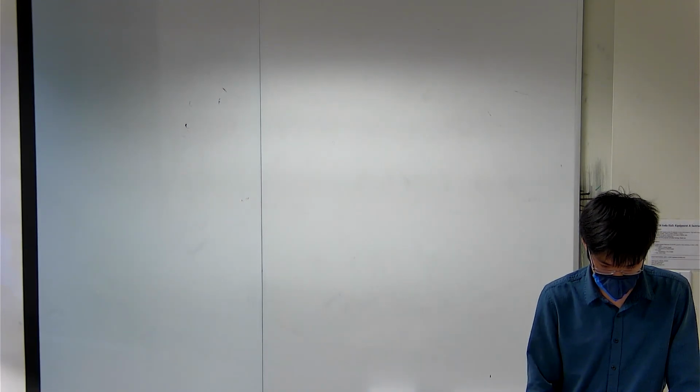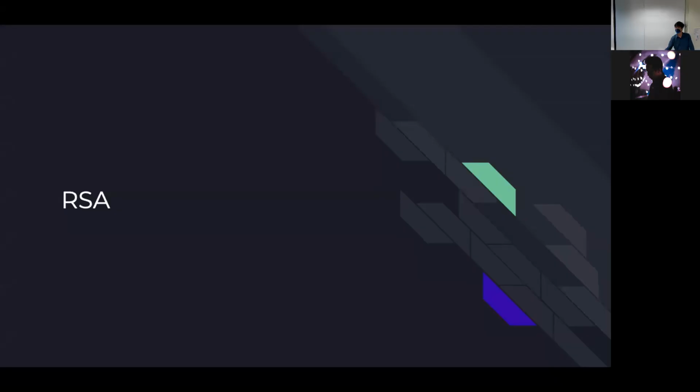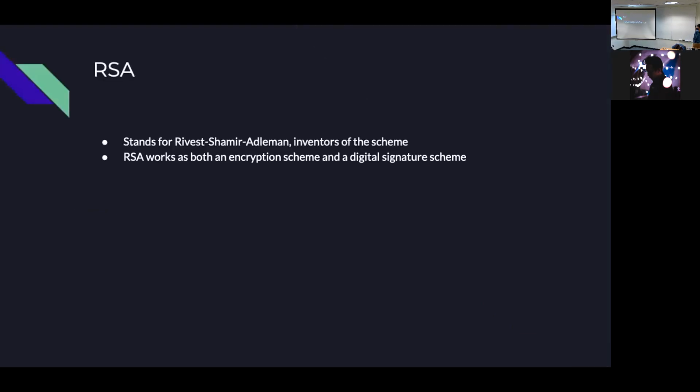Share the screen again. So I'm going to go largely through the math of it. The general idea is that RSA stands for Rivest, Shamir, Adleman, which are just the names of the inventors of the scheme. It actually works both as encryption and digital signature, but we're going to just use it for digital signature.